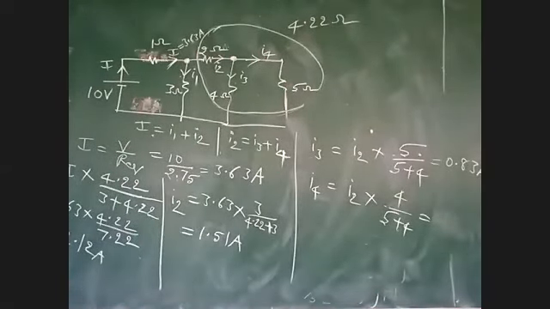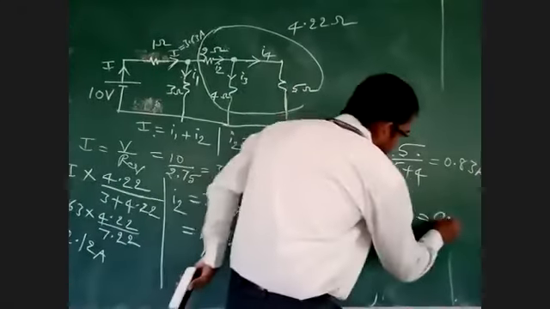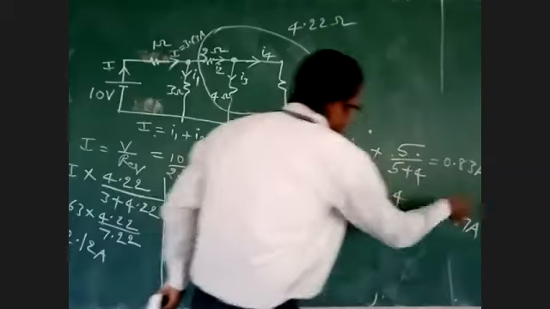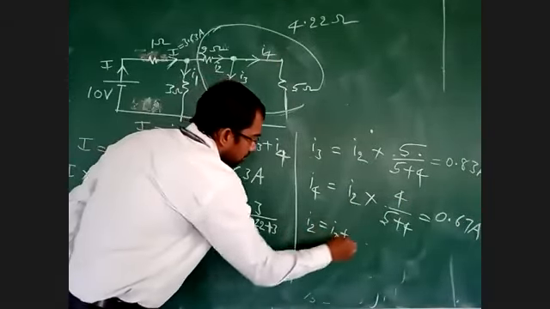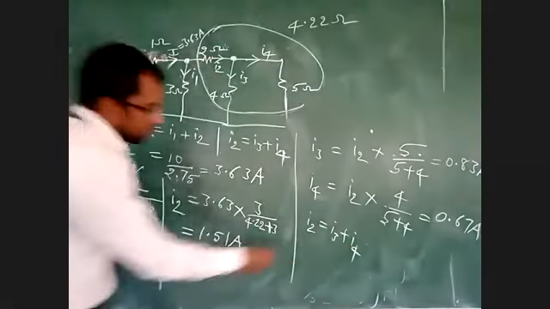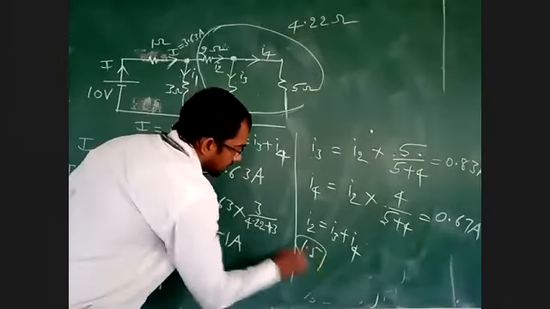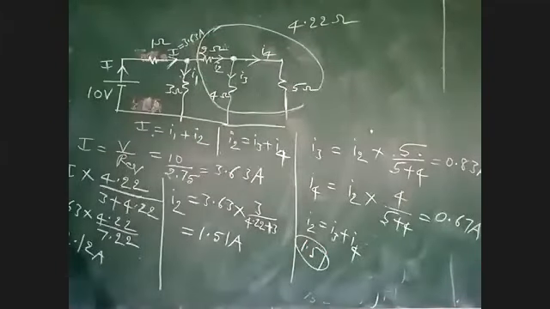I4 is 0.67. Now add these two. I2 is equal to I3 plus I4, and we have to get 1.51. Yes. In this way, by using the current divider, we can determine the current in any branch.